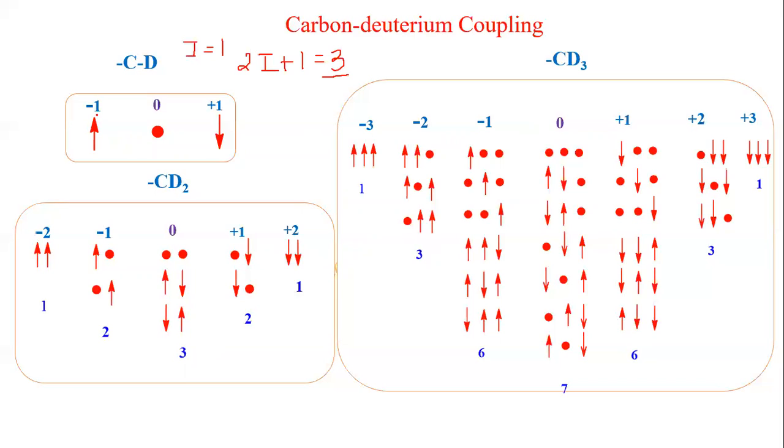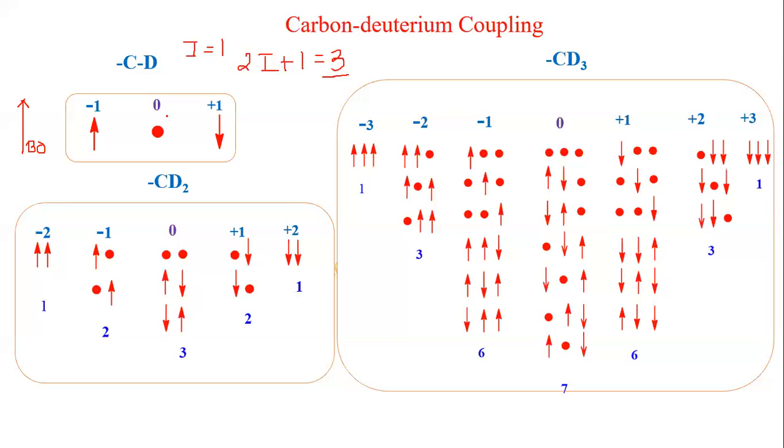-1 is this. The nuclear spin of the deuterium is parallel to the applied magnetic field. This will be the applied magnetic field, B0. Then the nucleus will have 0 spin orientation, that is, it is represented by a dot, and it will have a +1 spin state, that is, it is in the opposite direction to the applied magnetic field. So these are the different orientations possible for one deuterium.